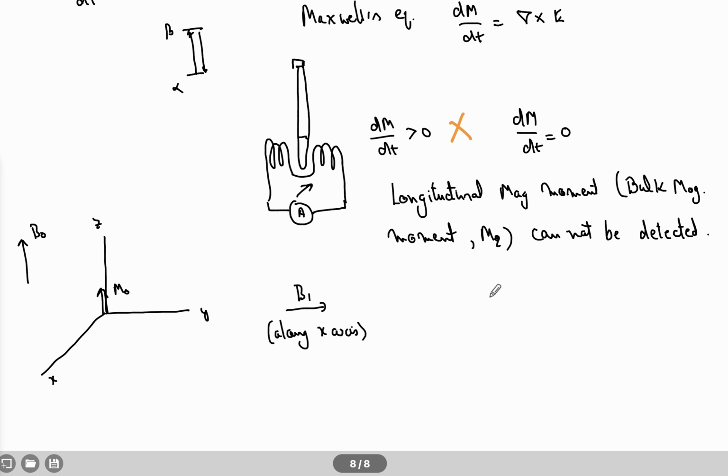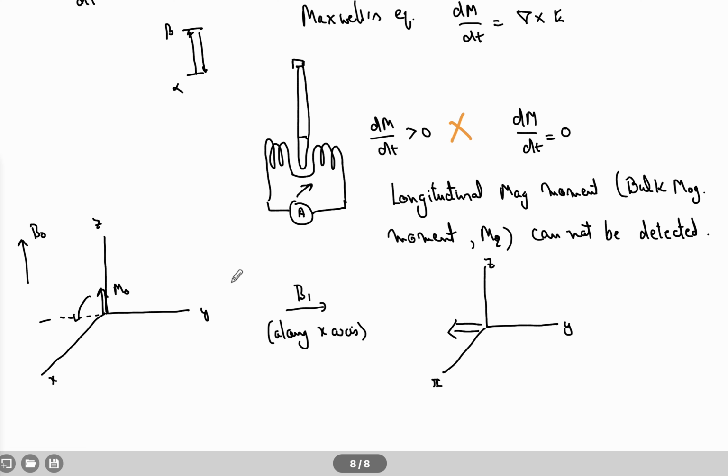If you apply B1 along the x-axis, the magnetization M0 moves down to the XY plane, and in this case, because the B1 direction is the x-axis, we will see later how the M0 goes to the minus y-axis. X, Y, Z. All right. So this is what is happening if you apply B1 along the x-axis.